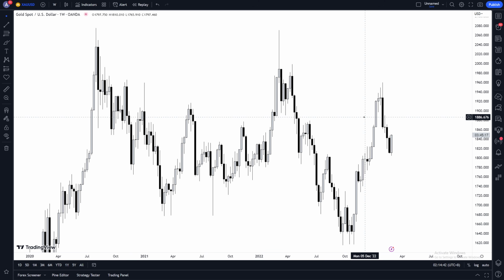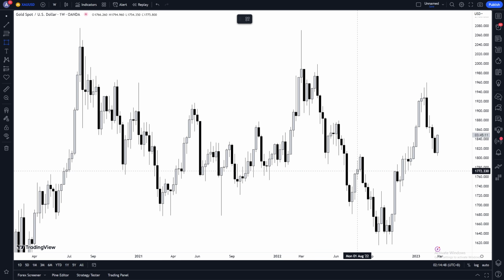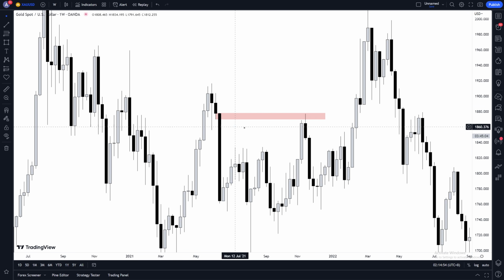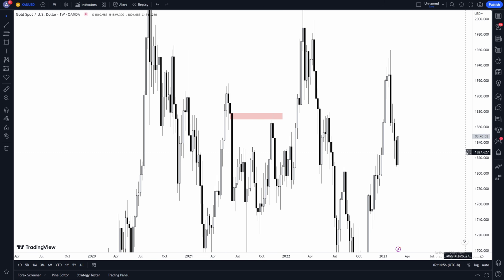For those of you who know S&D, supply and demand, how would you mark your hidden bases? You look for the kissing candles, correct? So let me find an example. You would mark something like this. See, you mark something like this, kissing candles they call it.